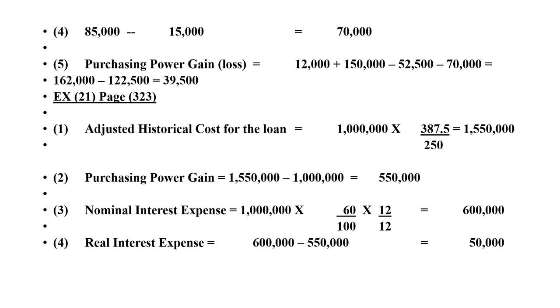Exercise 21, page 32-3. Here in the exercise, it talks about a loan. The company got a loan for 1 million marks.